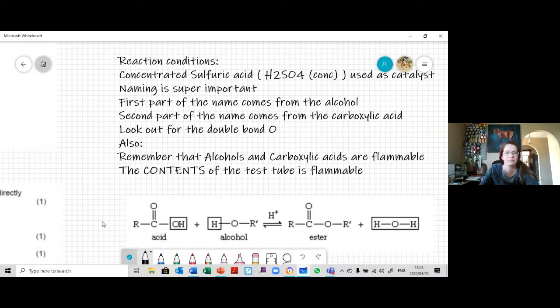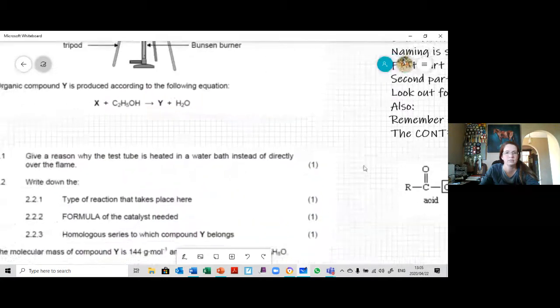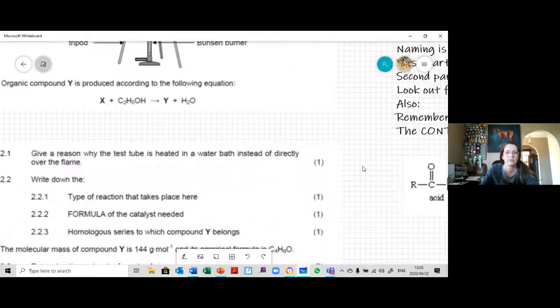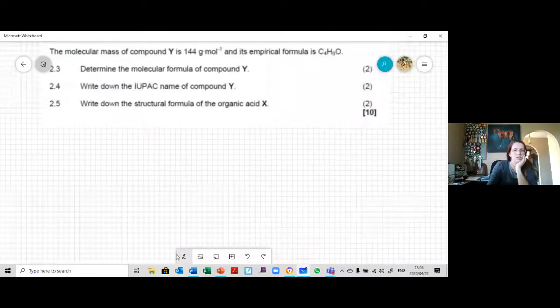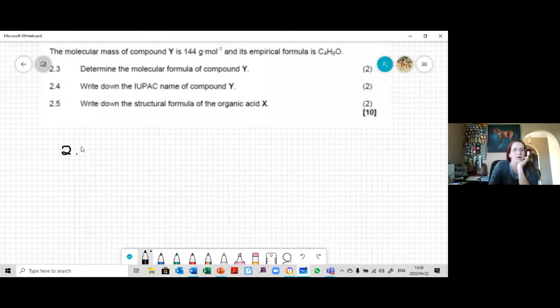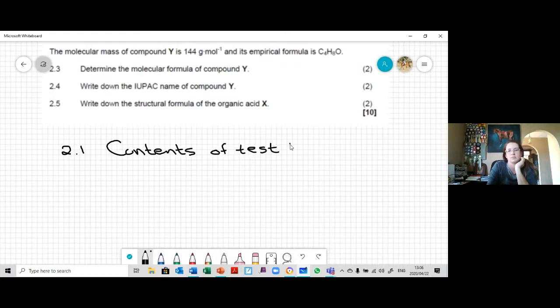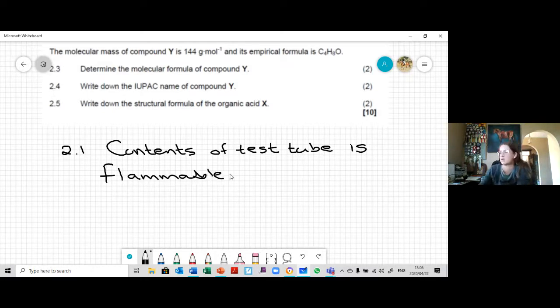That one. Yeah, let's try this again, shall we? There we go, 2.1. You say the contents of the test tube is flammable. And yes, I don't know if that's the correct spelling.